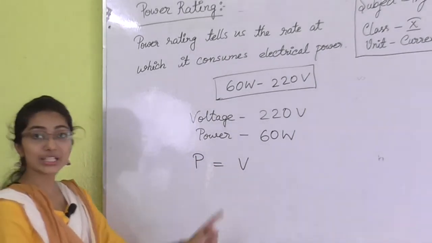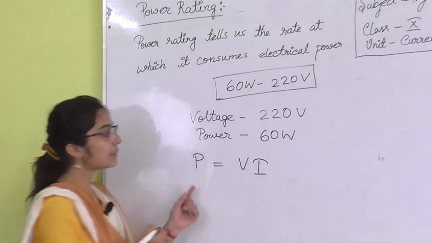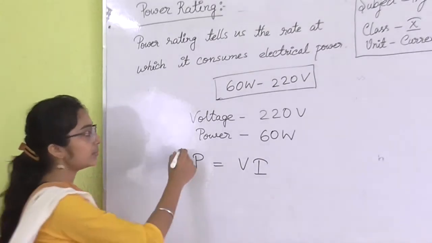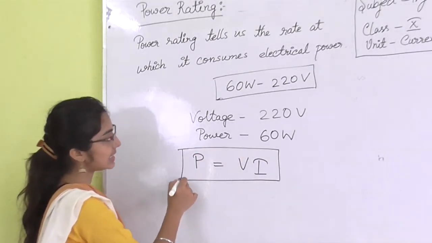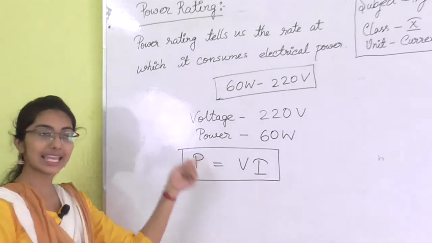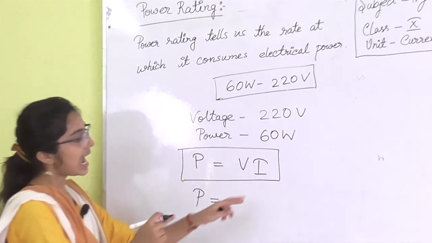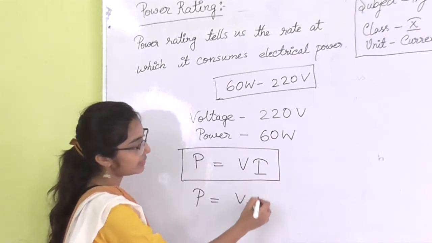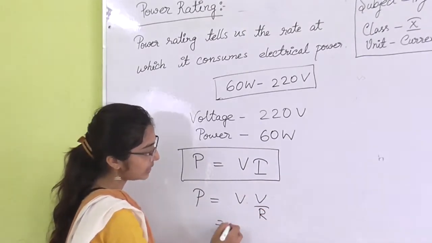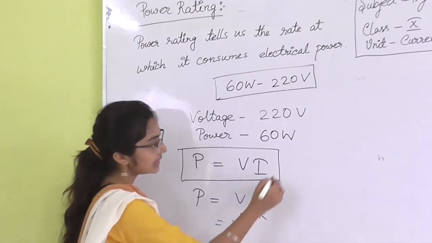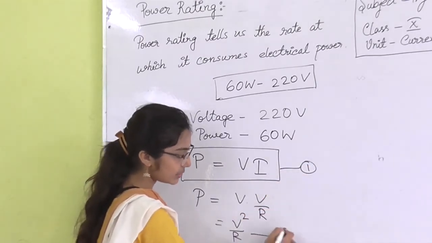Now what is the relation between P and V? We know P is equal to VI. In my last video we discussed that P is equal to VI. Another relation is, if I replace I by V by R from Ohm's law, we will get P is equal to V square by R. So this is relation number 2.